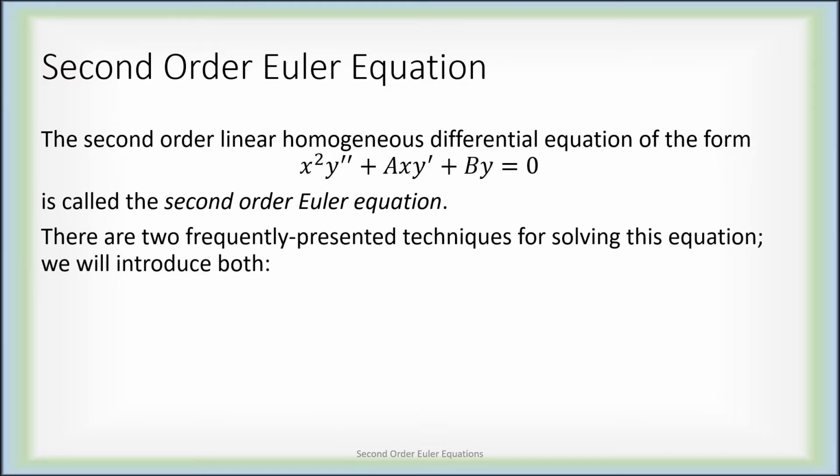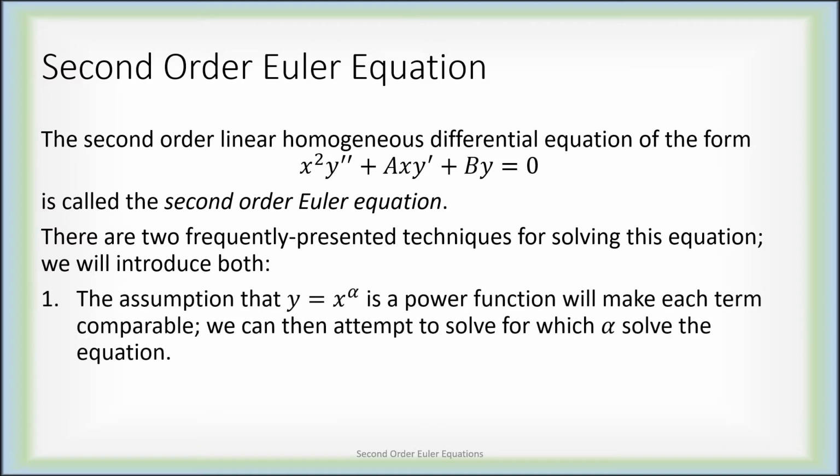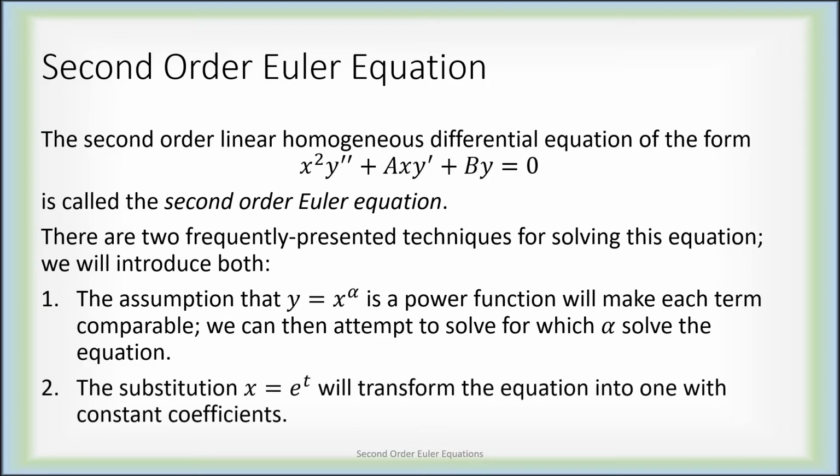Now, there are two frequently presented techniques for how to solve this sort of differential equation, and we're actually going to go over both of them. The first method is to assume that the solution y is a power function, x to some power alpha, and then you try to solve for which alphas will solve that. Alternately, we can make a substitution of x equals e to the t and change our variables, and that will change this into an equation with constant coefficients, and we already know how to solve those.